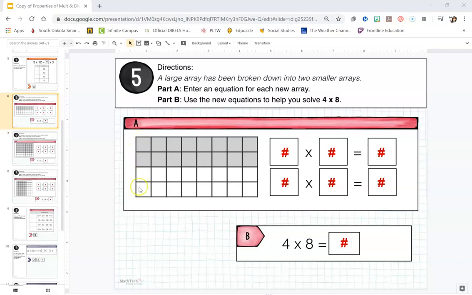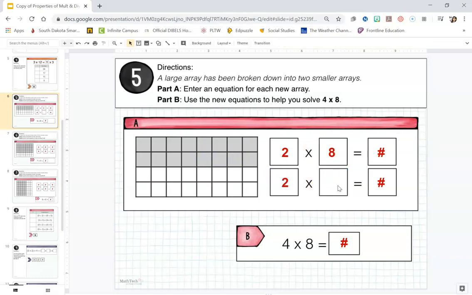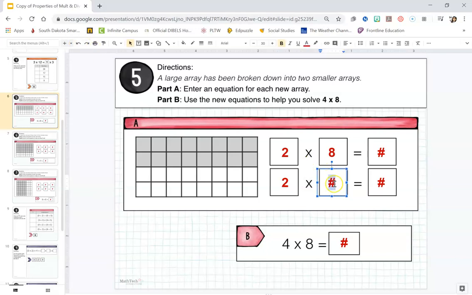So instead of a 4 by 8, we have one at the top, that's gray, and it's a 2 by 8. And then the one at the bottom right here is another 2 by 8. So what we can do is we can put 2 times 8 for our top equation. And then our bottom equation, we can do 2 times 8 again. And I accidentally deleted my text box. There we go. Undid it.